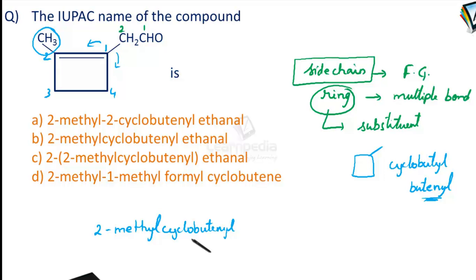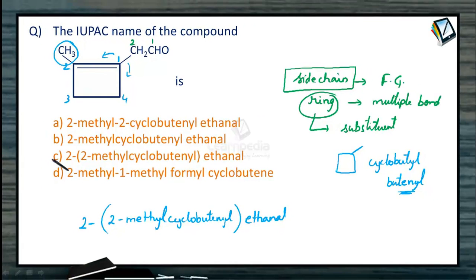cyclobutenyl. Because there is no need to write the number for the double bond position, as it is present in between the first and second carbon. So this is the name of the entire substituent, a methyl group at the second carbon, and this entire ring is nothing but cyclobutenyl, and this ring is attached to the second carbon of the parent chain. So this becomes 2-methyl cyclobutenyl, and only 2 carbons are there, and one among them is an aldehyde group. So it becomes ethanal. So the IUPAC name of the compound is 2-methyl cyclobutenyl ethanal, which is there in option C.